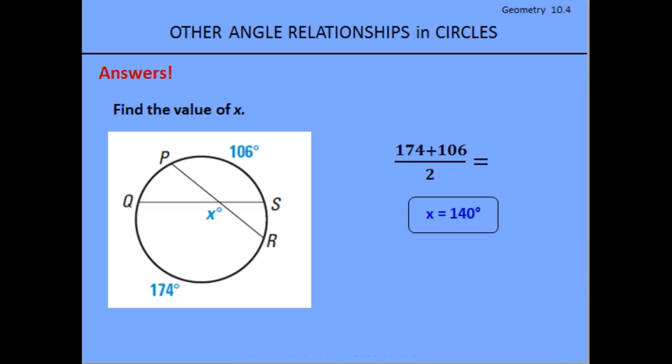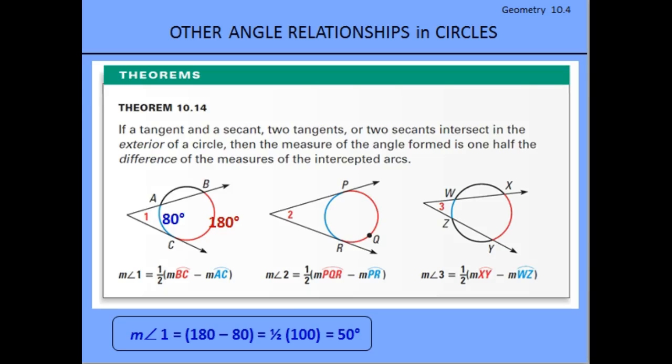Okay, here we go. If this is 106 and this is 174, the theorem says add them up and divide by 2, and what do we get? 140. So x is 140 degrees. Very basic. Another theorem. This one is a little bit more complicated, but not really.